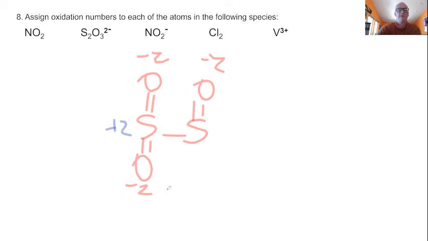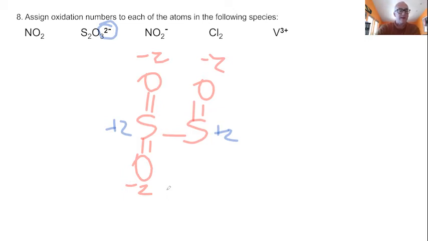So if we make that one +2 and that one +2, then overall we get to -2. Now remember that sulfur on the left is +3 and the one on the right is +1. For the life of me, I can't remember why. So I'll have to go back and look at that one again. But yeah, you'd be fine with that one.